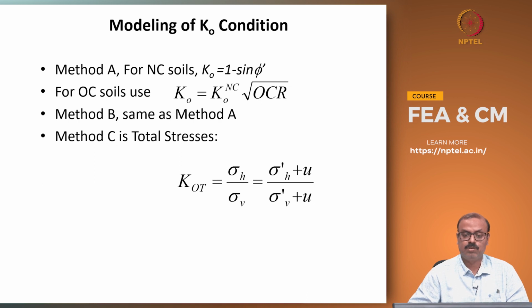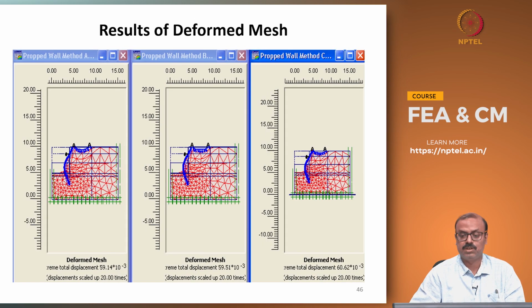For method A, for normally consolidated soil, you should use K0 as per Jaky's rule, 1 minus sin phi dash. For over consolidated soil, you can use K0 NC times a factor of root OCR. Method B is the same as method C in terms of K0 conditions. Method C is a total stress based approach, so here you have to consider the total stress K0 condition. So, use sigma h over sigma v, not sigma h dash over sigma v dash.